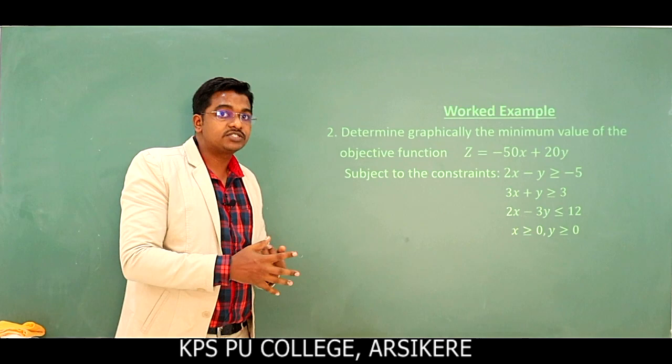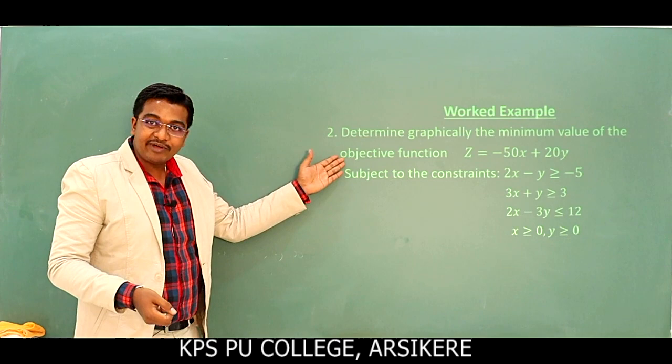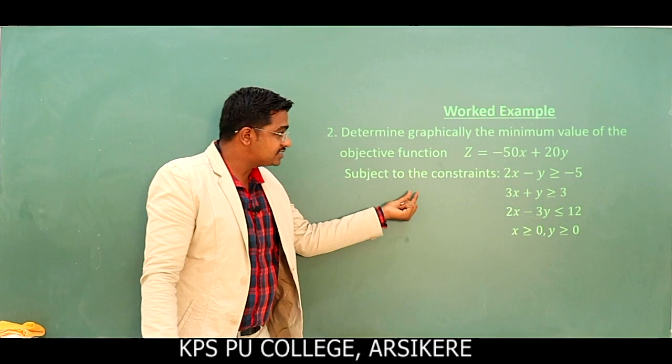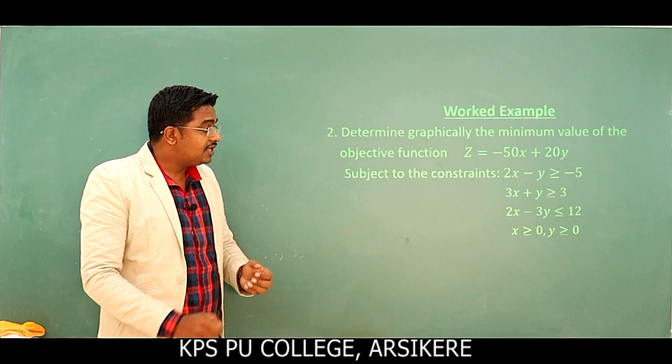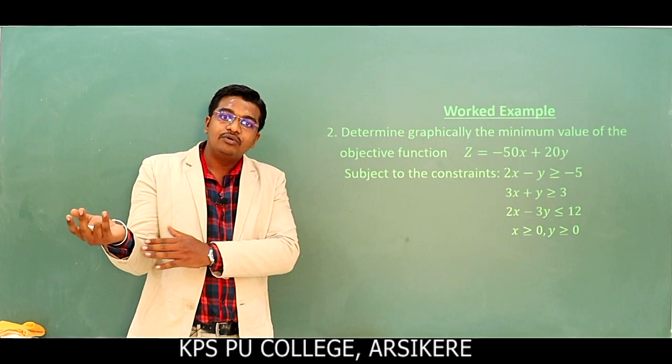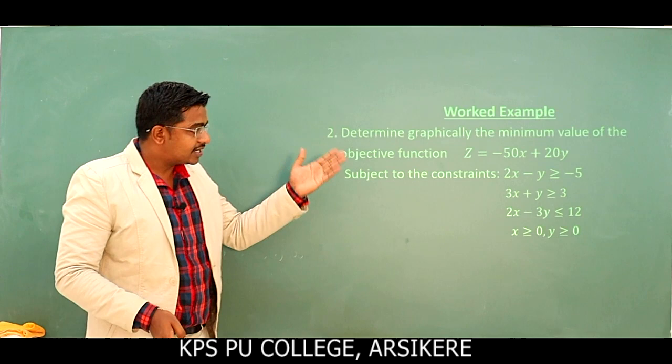Okay, so how do we solve it? Now let us see. Look at the problem. Determine graphically the minimum value of the objective function z equal to minus 50x plus 10y, subject to the constraints. What are the constraints? 2x minus y greater than or equal to minus 5, and second, 3x plus y greater than or equal to 3, third, 2x minus 3y less than or equal to 12, and the last two constraints are x greater than or equal to 0 and y greater than or equal to 0. They are nothing but non-negative constraints. The first three constraints are given.